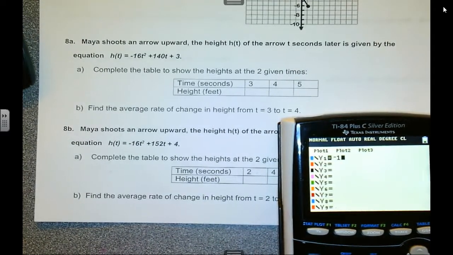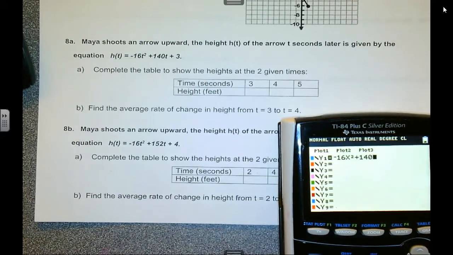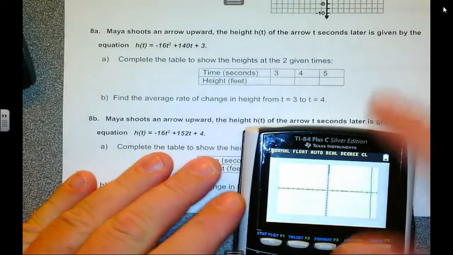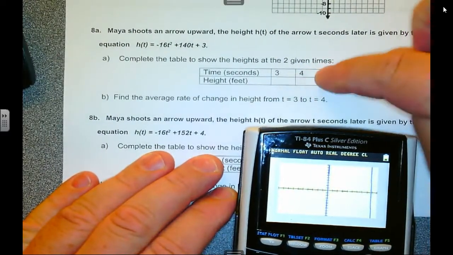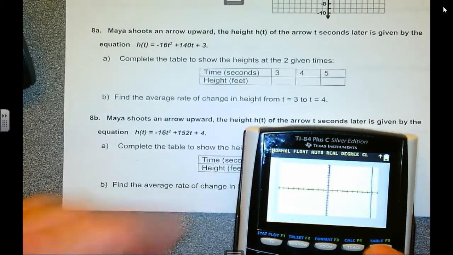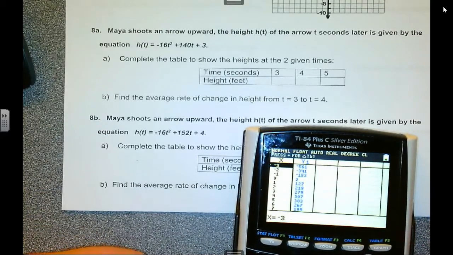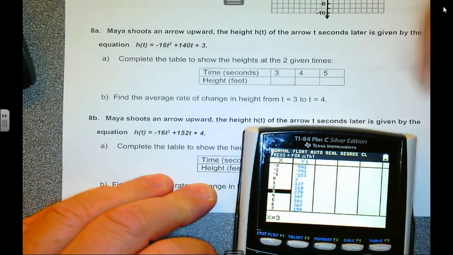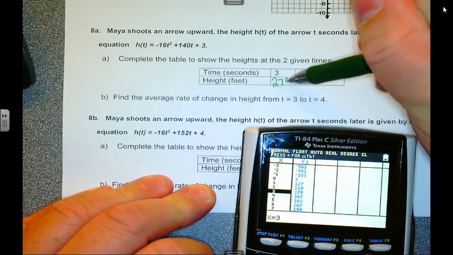Okay, -16x squared plus 140x plus 3. Graph it. It's just asking for values from your chart. All you have to do is go to your chart. Okay? We're looking for x equals 3. I have 279 is my height.